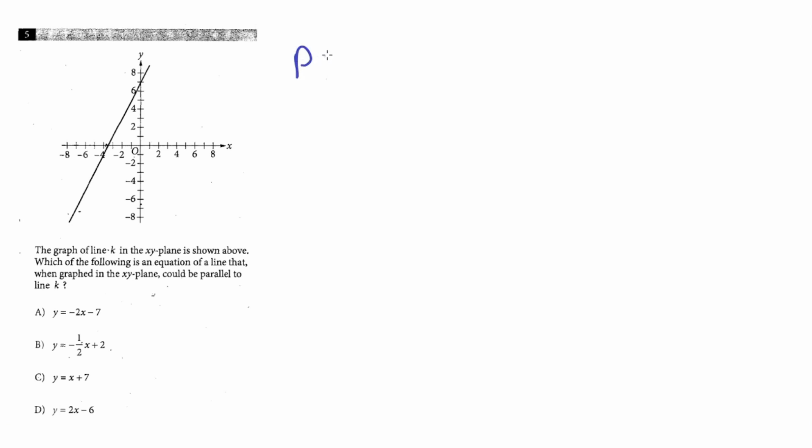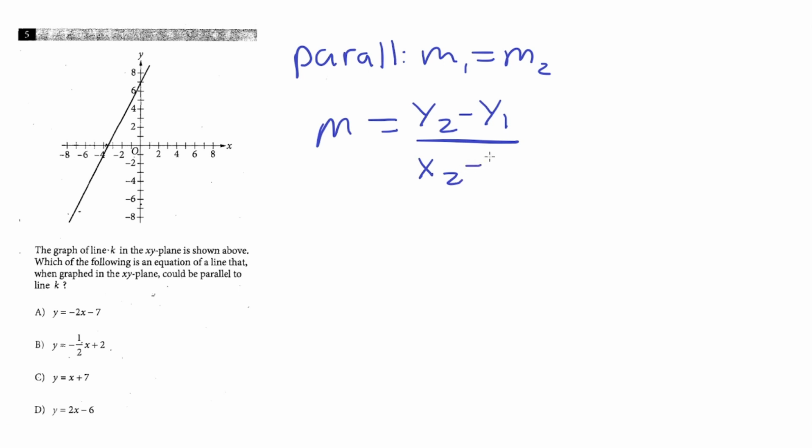We know that a parallel line has the same slope as the line it's parallel to. So using this, we can use the slope formula to calculate the slope of this line, and then we'll know the slope of the parallel line. The slope formula is m equals y2 minus y1 over x2 minus x1. For the points, we'll use the intercepts. The x-intercept is negative 3.5, and the y-intercept is 7.